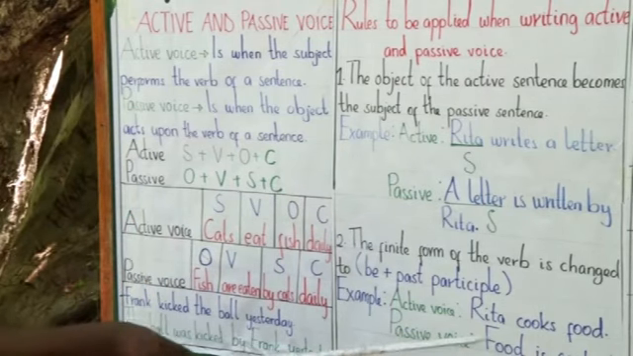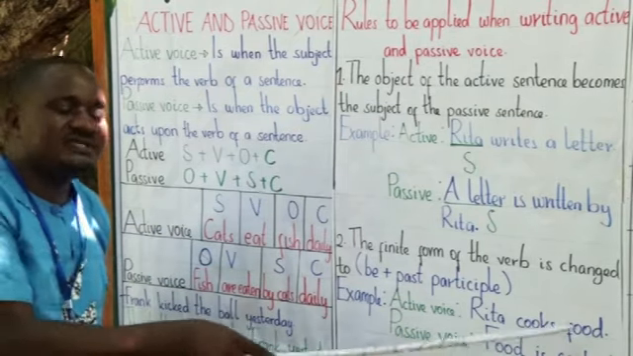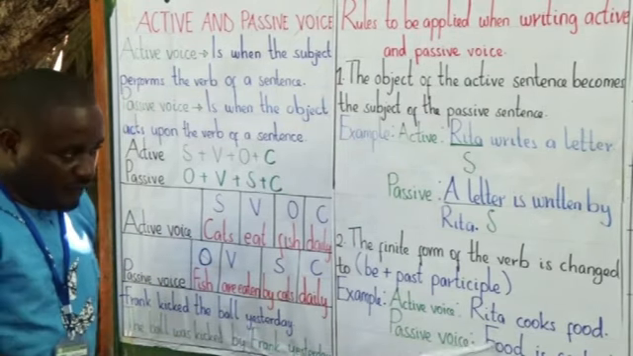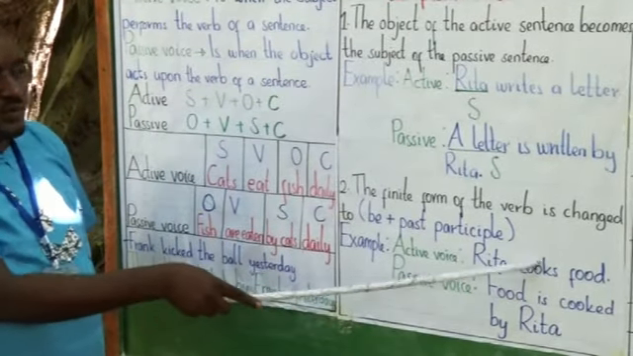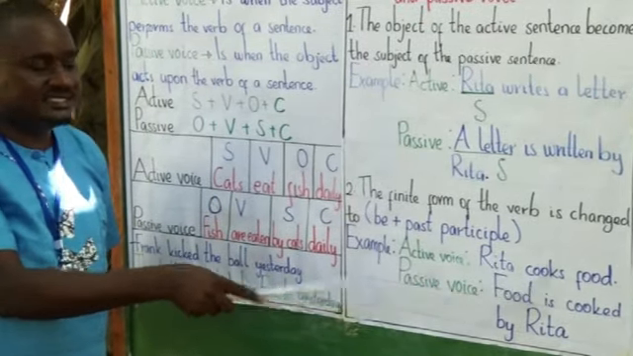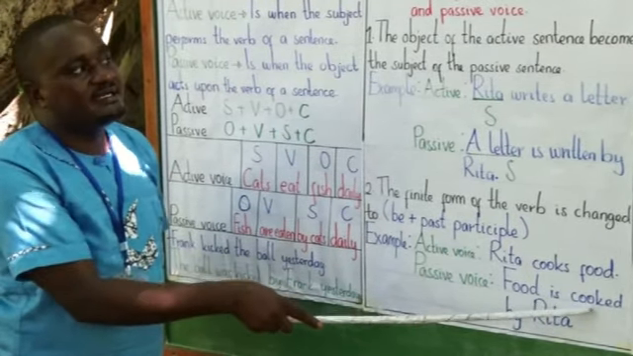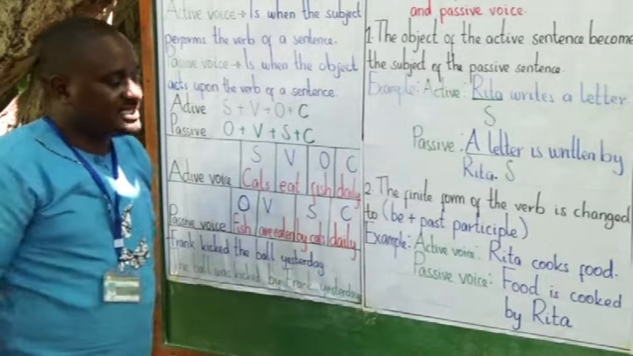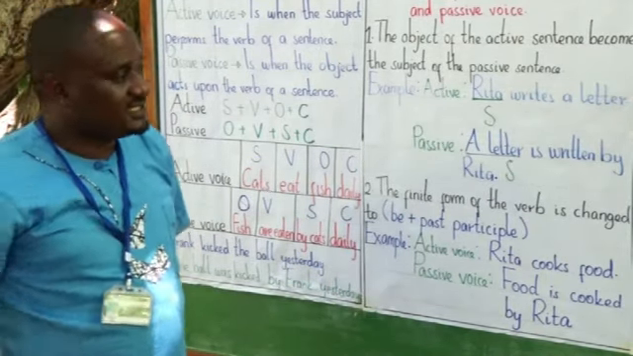For example, Rita cooks food. Food is cooked by Rita. So cooks is simple present tense, but cooked is past participle tense, or past tense.